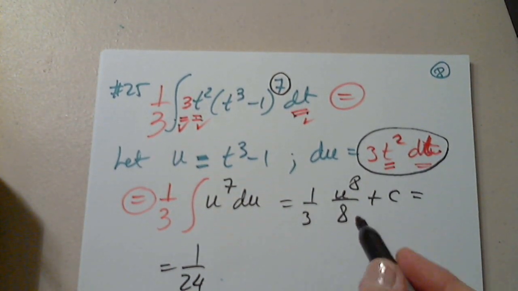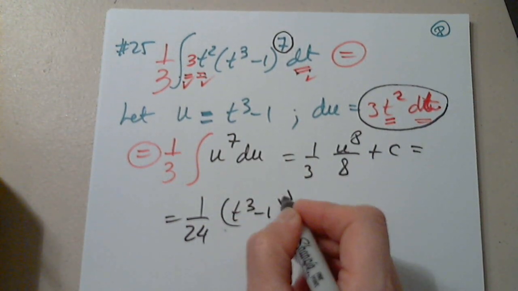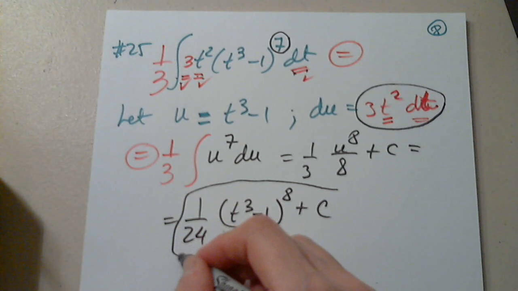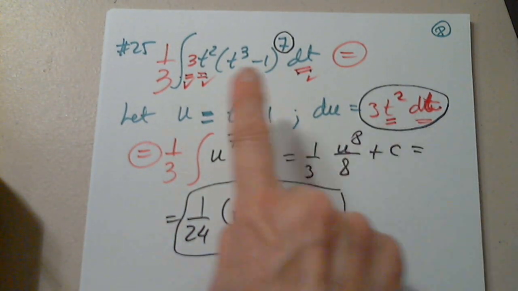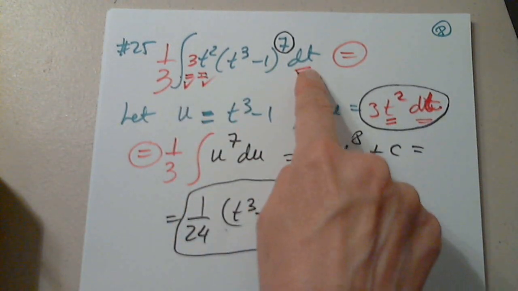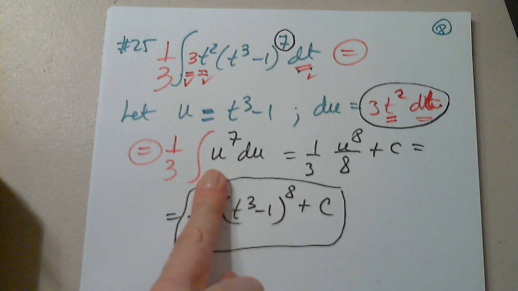1 over 24. I have to change u back into t to the 3rd minus 1 to the 8th power plus a constant c. That's why we did all this: to get rid of these three pieces. These three pieces are in du. This piece is u to the 7th.